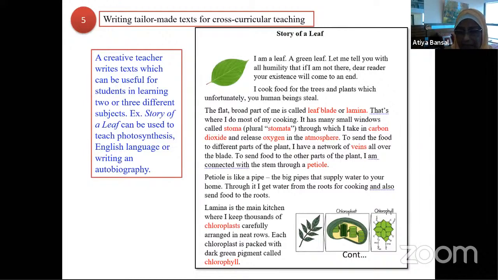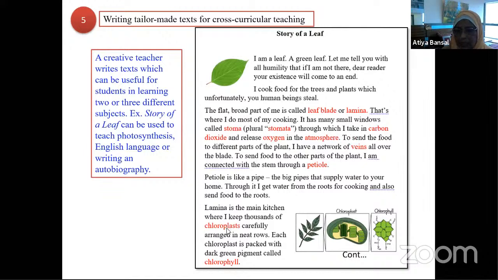Lamina is the main kitchen where I keep thousands of chloroplasts carefully arranged in neat rows. You can see this. Each chloroplast is packed with dark green pigment called chlorophyll. I have only taken the beginning of the story for you because the story continues. But this is the advantage. I have put the whole science into the story. All the words that you see, they are actually from science.